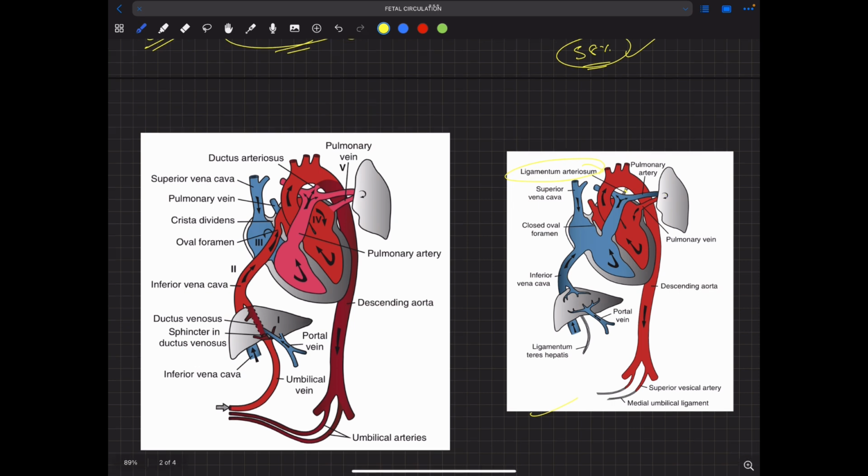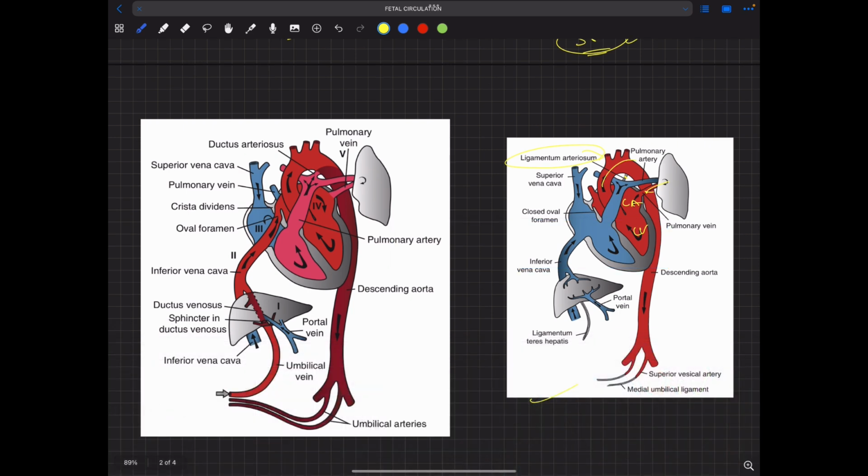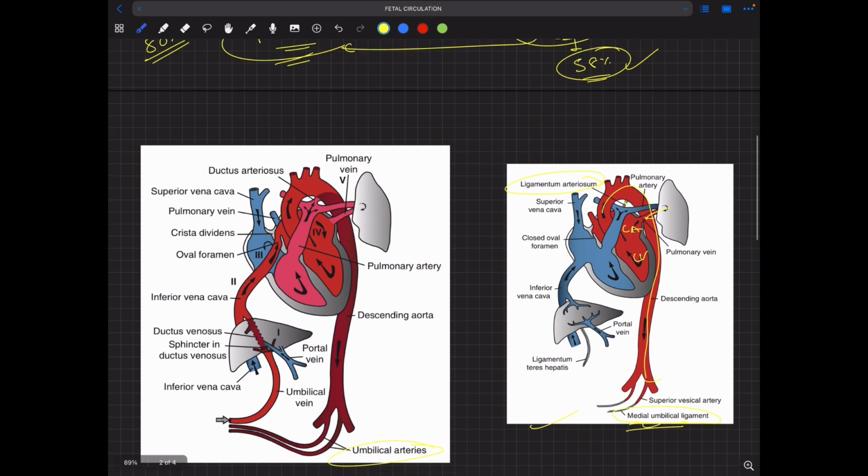Another thing is that blood from the lungs comes via the pulmonary vein into the left atrium, and from the left atrium it goes to the left ventricle, pumping the blood through the aorta to the whole body. The umbilical artery is converted into the medial umbilical ligament in an adult. You can see here the ductus venosus is present in the fetus, and it is absent in the adult. What happens to the ductus venosus, we will discuss later, but this is adult circulation.